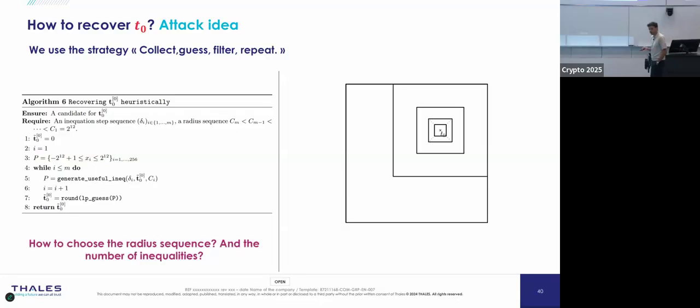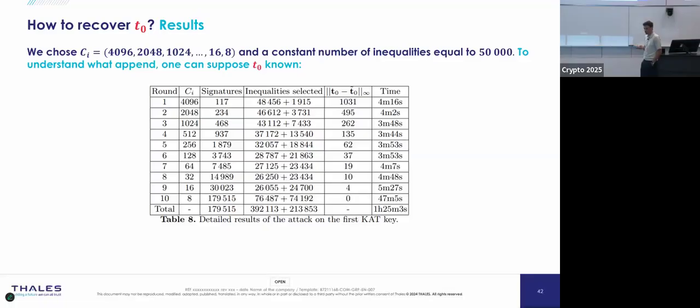Now the two remaining questions are: how can we choose the radius sequence and the number of inequalities to be sure that our sequence of LP systems will converge to the secret solution? In the paper, we have proposed a theoretical algorithm that will converge in a finite number of steps, but this algorithm is unfortunately not usable in practice. And so we decided to do the experiment just using a heuristic.